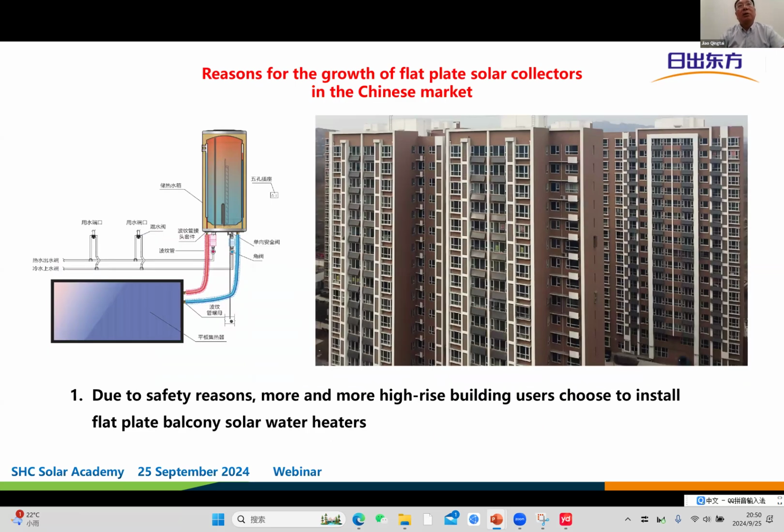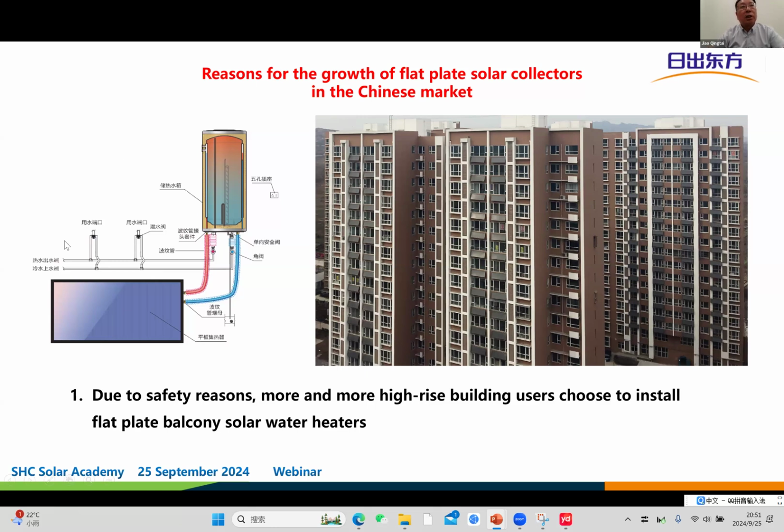That is because in the city, there are more and more high-rise buildings. And for these buildings, it's very difficult to install the vacuum tube solar collector on the top of the building. Just as I mentioned, there's not enough space for the solar water heater, and also a very long hot water pipe is not suitable.